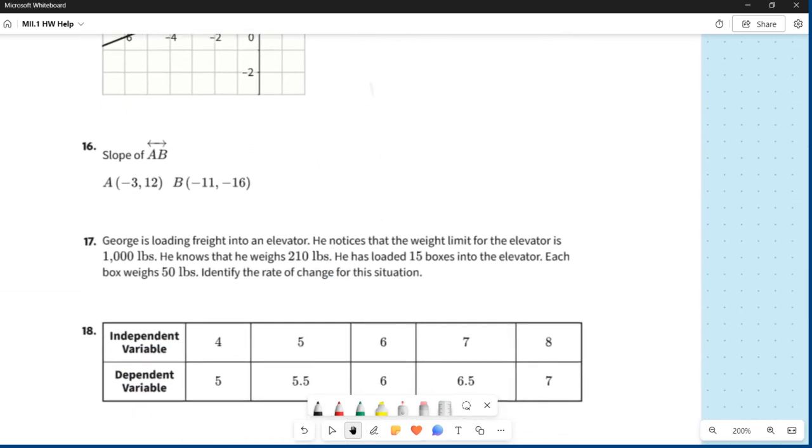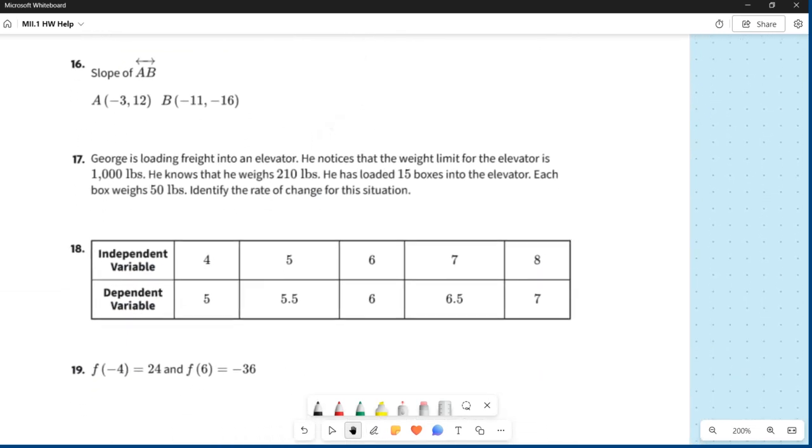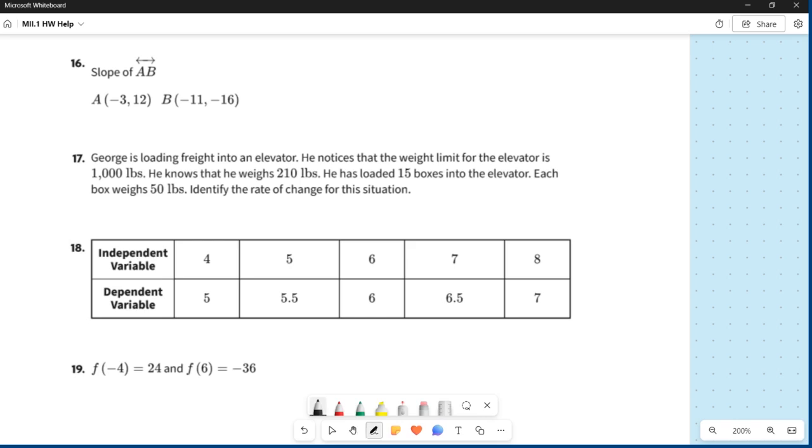Next question is 16. For 16, they are telling us that we want the slope of line AB, and again, as we've mentioned, slope is a rate of change, and we're given 2 points. So in order to find my slope this time, we need to use our slope formula. Well, we don't have to use our slope formula, but that's what we're going to use.